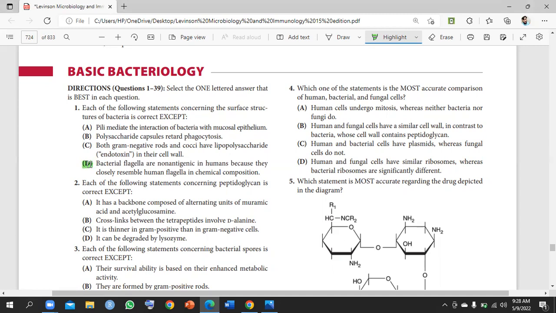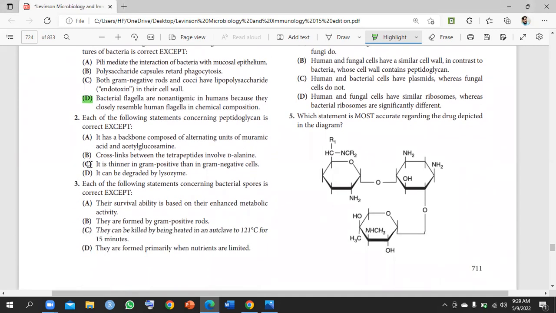Because the question asks which statement concerning the surface structure of bacteria is not correct, D is the answer. The second question is: each of the following statements concerning the peptidoglycan layer is correct except. Three statements are correct related to the peptidoglycan layer, and one is wrong, so we have to choose the wrong one. The peptidoglycan layer has a backbone composed of alternating units of muramic acid and acetylglucosamine. We all know the alternating units are NAM and NAG, so this is not the option.